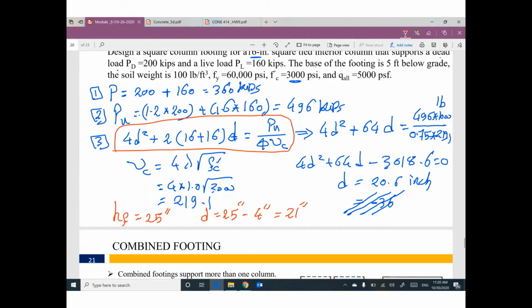Okay? Raymond, yes. Your depth is 20.6, but you're assuming 25 inches because you're just giving it some room. Yeah, because you assume 5 inches more extra. Yes.